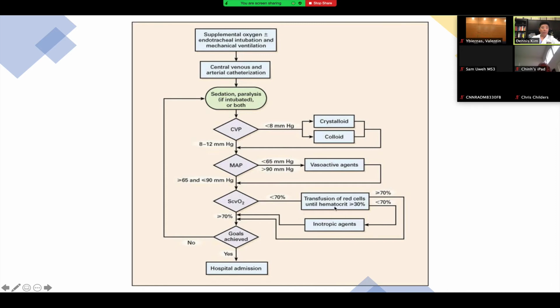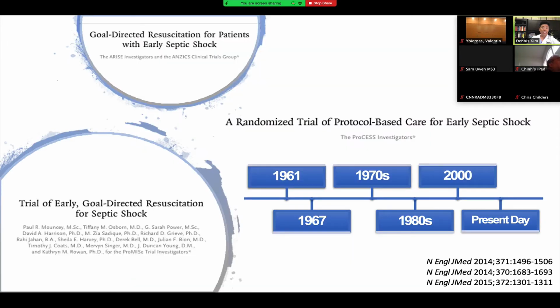And in this particular study, absolute mortality was decreased by 16%. I mean, we don't see those sorts of differences in trials these days. And since then, the ARISE, ProMISe, and in addition to that, the ProCESS trial, which was actually done here in the US, have all shown that, in fact, when you compare a protocolized early goal-directed therapy approach versus standard of care, and that's present day, or at least 5 years ago, there's really no difference in outcomes.